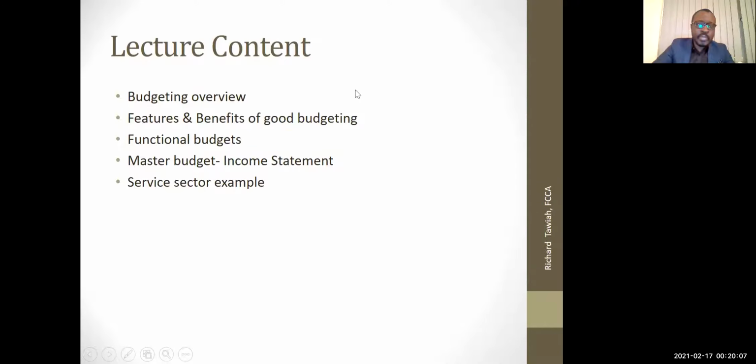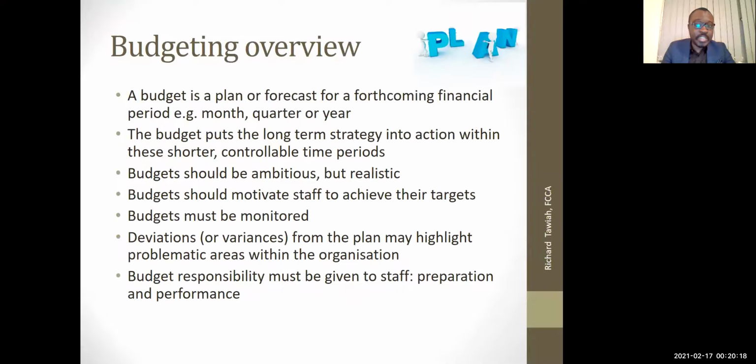Okay. So the overview of budget is what we look at, the benefits, the features of budgets, what functional budgets are, and then the master budget income statement. And we'll look at an example for the service sector. We'll be building on information we've gathered from the past, so we'll be using the same product lines, the guitars, okay? We'll still be using the guitar scenario in our previous lessons, okay?